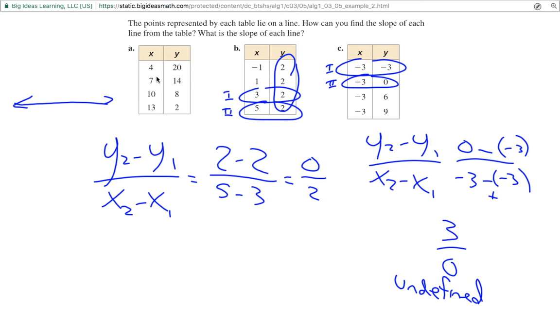Wait, so what would B be? Oh, B is 0. This one's 0. B is 0 slope. Okay, the m would be 0.